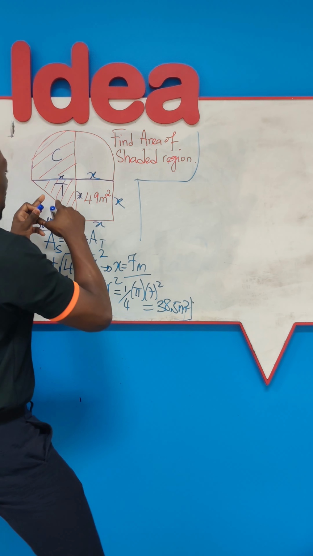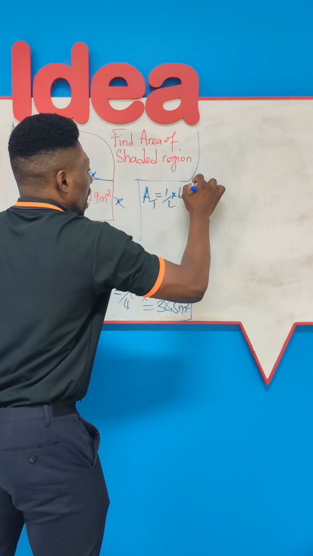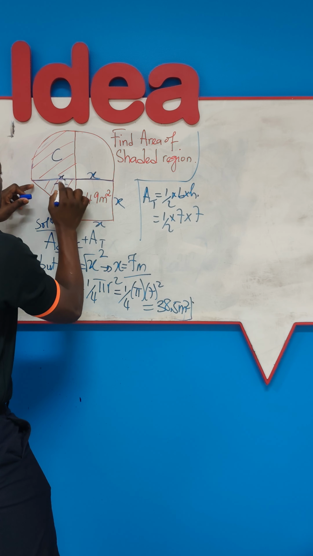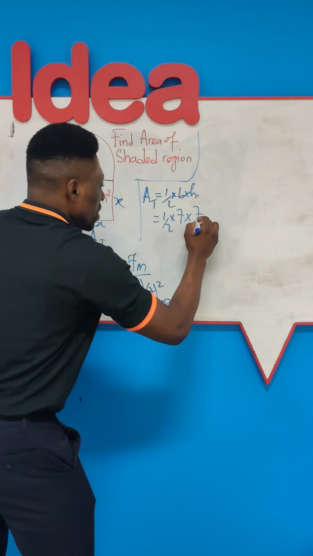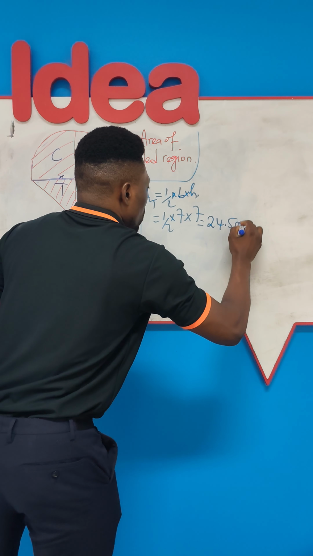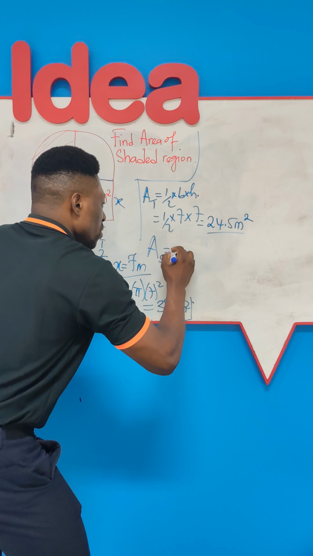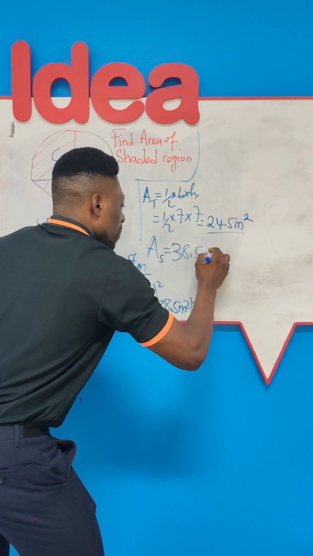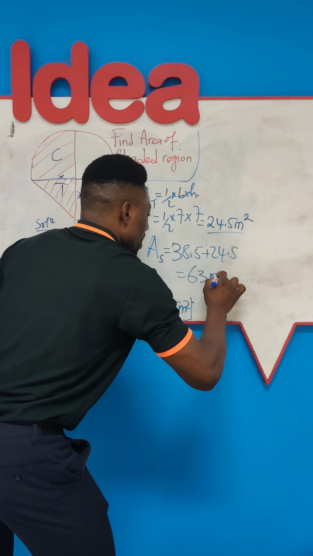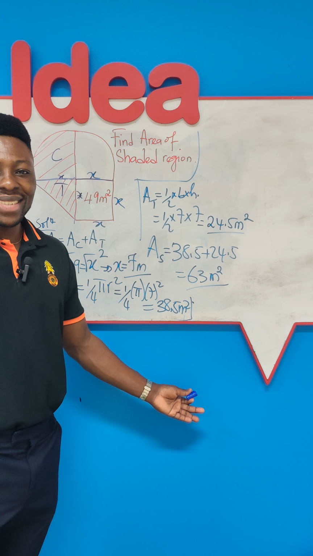Now we are left with T. Area of T is half times base times height, which in this case will be half times 7 times 7. Base 7, height 7. So this will be nothing else, if you punch correctly, but 24.5 meters squared. So the area of the shaded portion will be 38.5 plus 24.5, which gives me 63 meters squared. So easy and straightforward. Tomorrow will be better.